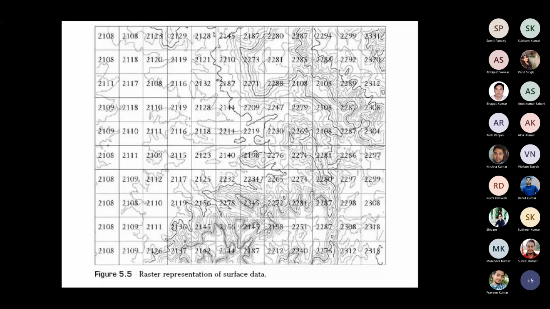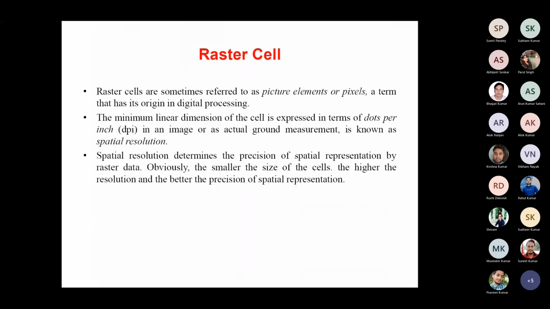Next thing is the raster cell. Okay. So the smallest unit in raster is the cell. The whole region is divided into mutually exclusive cells. This is the tessellation that we have just studied. When we have a gridded data, in that case, we use the term cell. But when we have the image, instead of using the cell, the correct term will be pixel. Okay. With the image, it will be a pixel. And if it is a gridded data, then the correct word will be a cell. So raster cells are sometimes referred to as a picture element or pixel, a term that has its origin in digital processing.